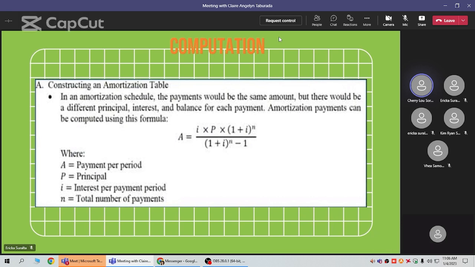So it depends on how many years or what the term is. Is it monthly, quarterly, or semi-annual? So over 1 plus I raised to n minus 1. That's how to compute the monthly payment. So we have this as an example.